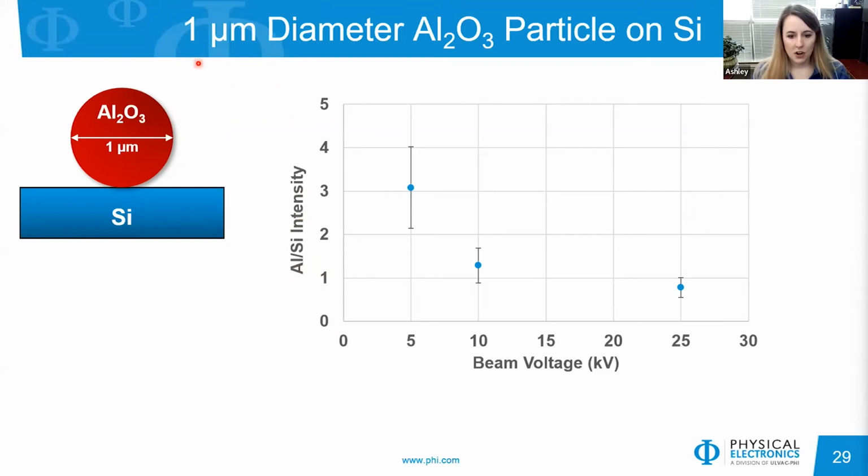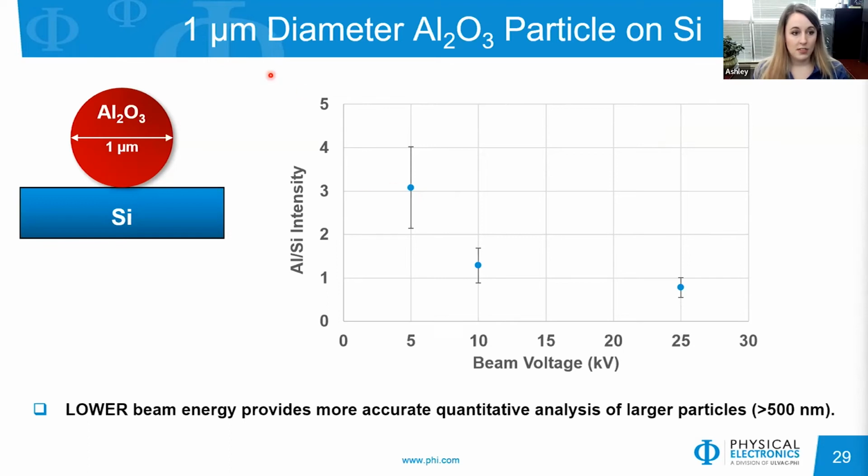In the case of a 1 micron diameter particle, we see as the beam voltage decreases, the amount of substrate signal contribution also decreases, which is in agreement with the Monte-Carlo simulation shown on the previous slide. Therefore, in this size regime, 1 micron diameter particles, lower beam energy provides more accurate quantitative analysis of these larger particles.